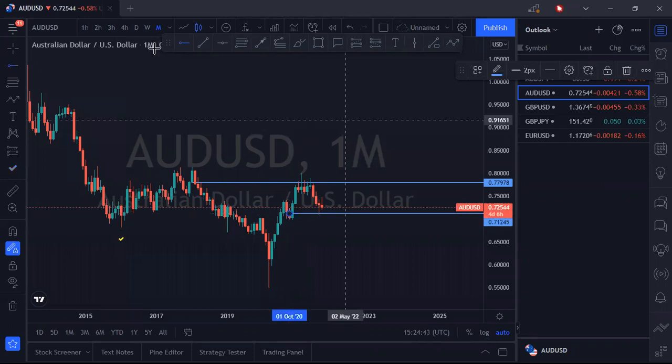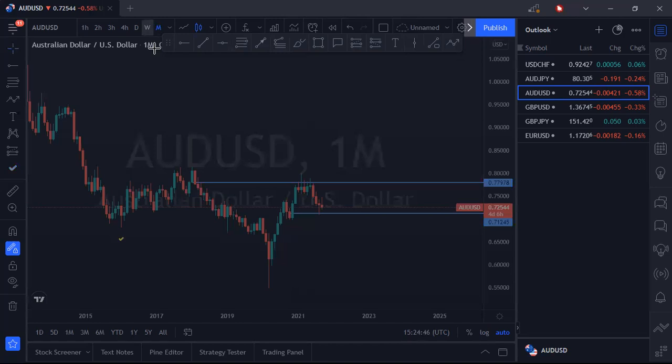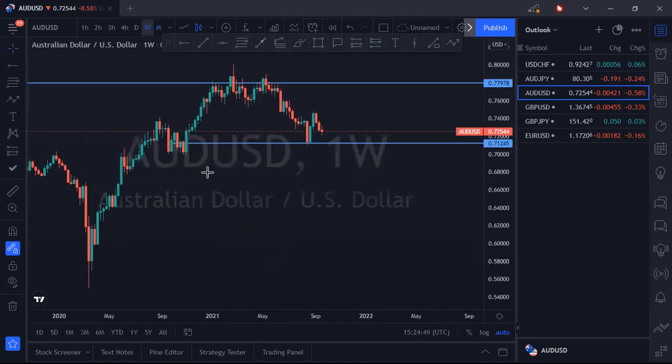So let's quickly go to the weekly and see what is happening. Okay. So as you can see, this low, price failed to break this low. Price has failed to break this low.